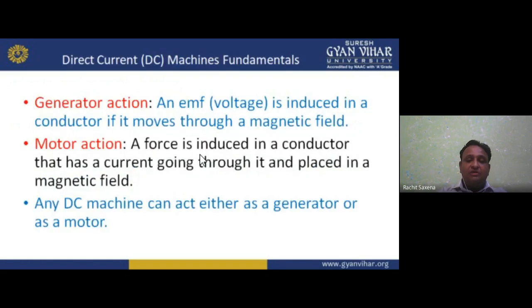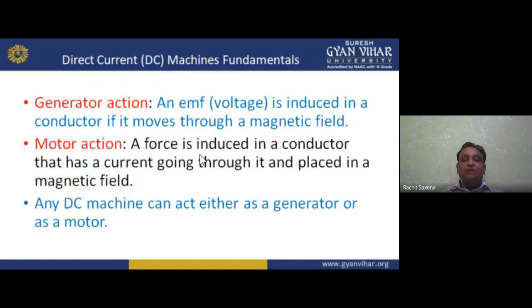Now moving forward, the fundamentals of the direct current machine. Generator action tells you that an EMF, a voltage, is induced in a conductor if it moves through a magnetic field. If it moves through a what? A magnetic field. That is Faraday's law of electromagnetic induction.